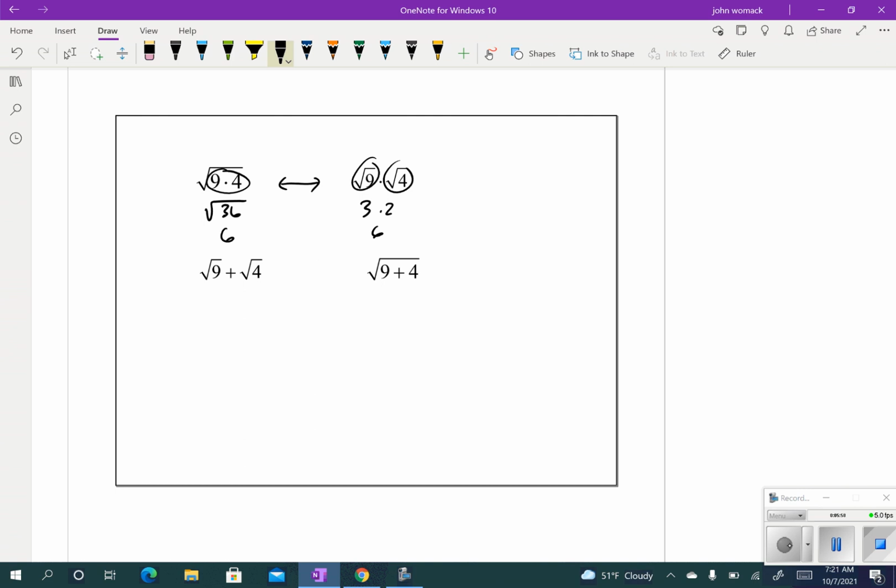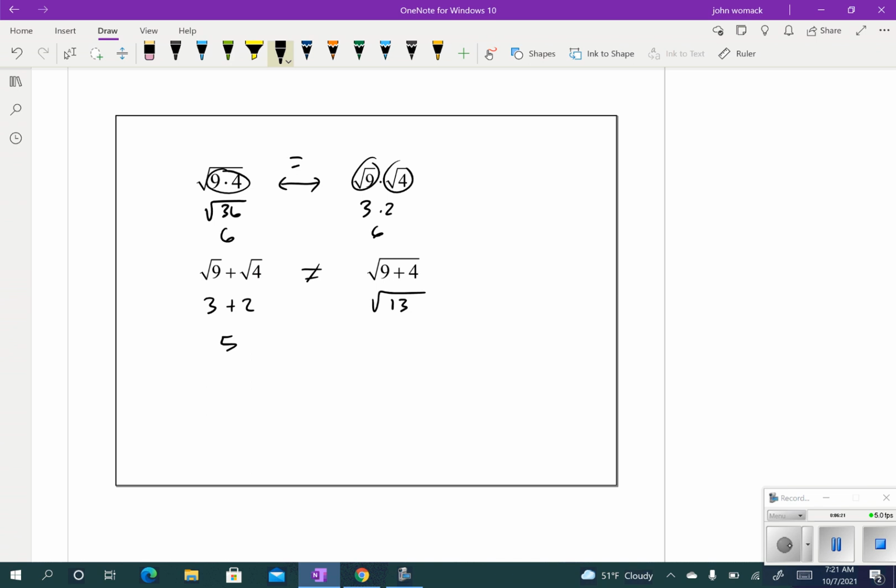Let's see if it works with addition. Square root of 9 is 3, square root of 4 is 2. That's 5. This one would be the square root of 9 plus 4, which is 13. Square root of 13 is irrational. It doesn't come out evenly. It's going to be 3 point something? It's definitely not 5, though. So these two are not equal to each other. Up here, these two are equal to each other.